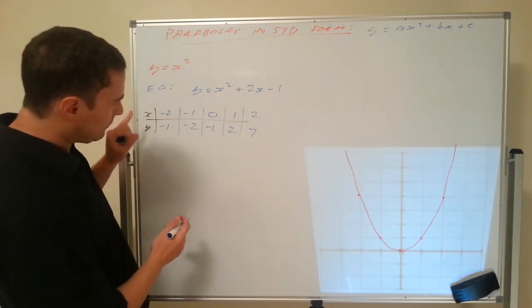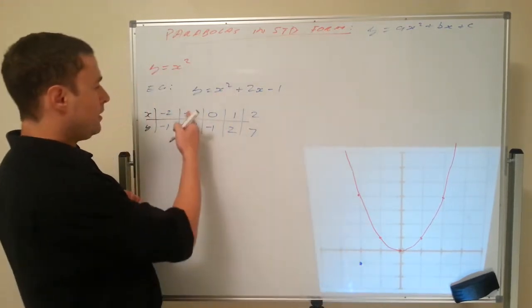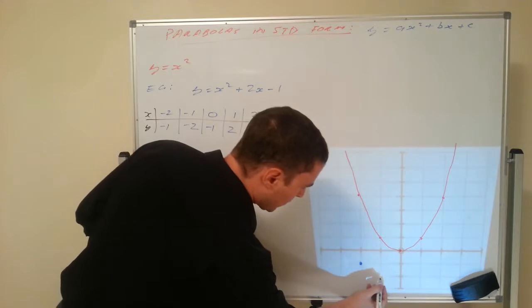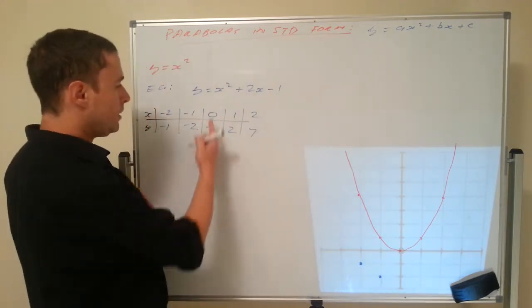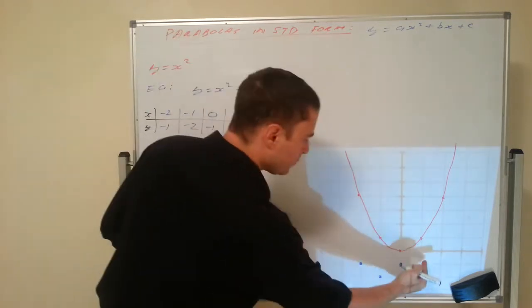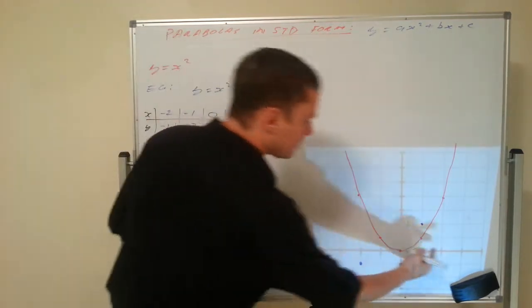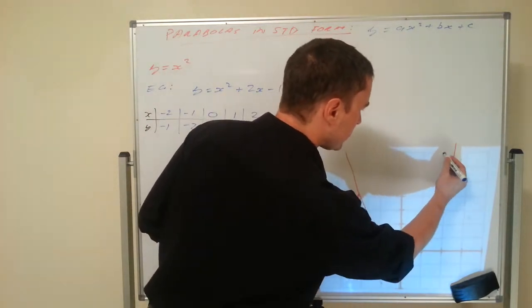So I'm going to plot negative 2, negative 1. There's that one. Negative 1, negative 2. There's that one. 0, negative 1. 1, 2. Alright. And then 2, 7 is up here.